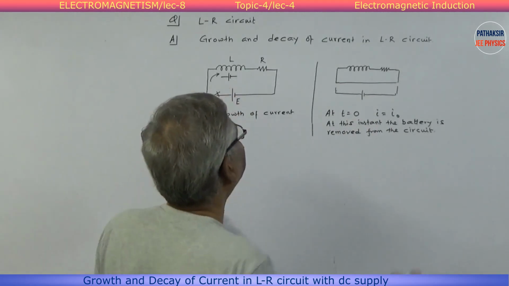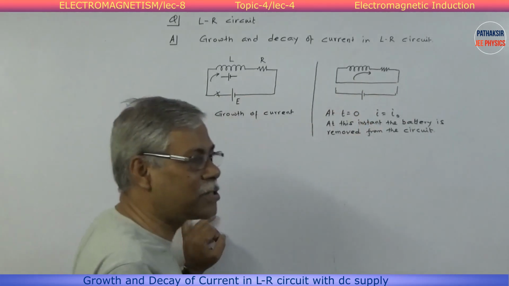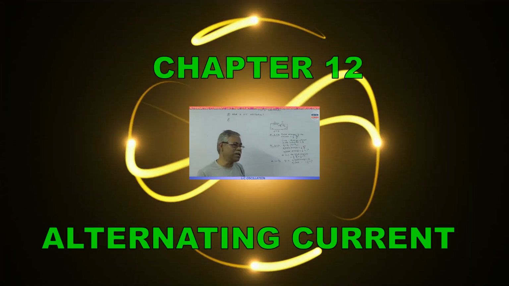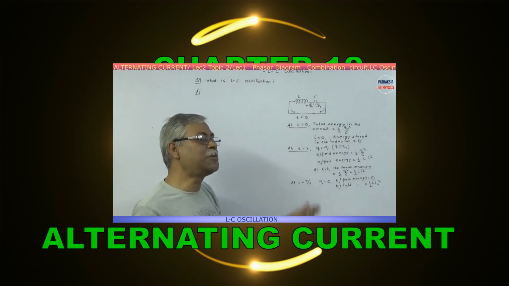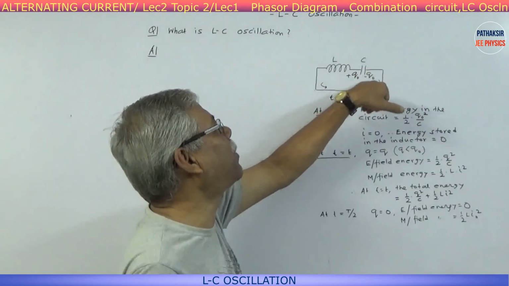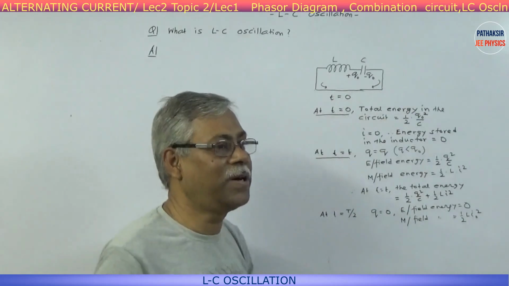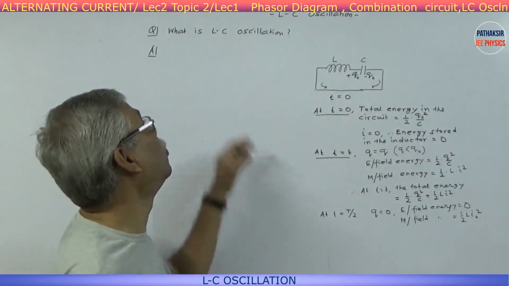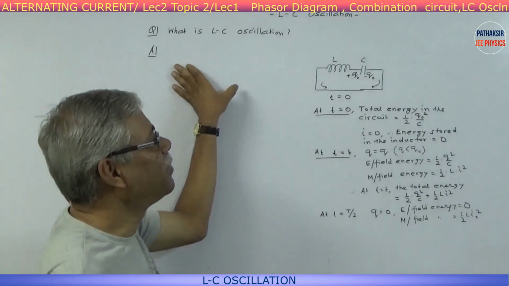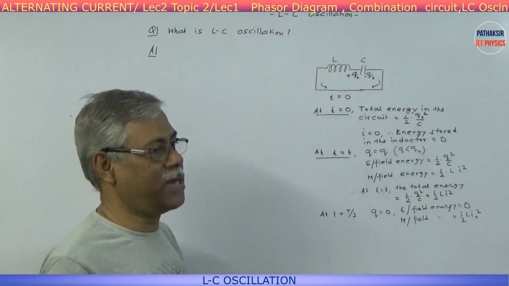Remember current was flowing in this direction. This was the direction in which current was flowing. So this process will go on. That means energy will travel from the capacitor to the inductor, and again it will travel back from the inductor to the capacitor. So in an LC circuit there is an oscillation. What does oscillate? The energy oscillates between the capacitor and the inductor.